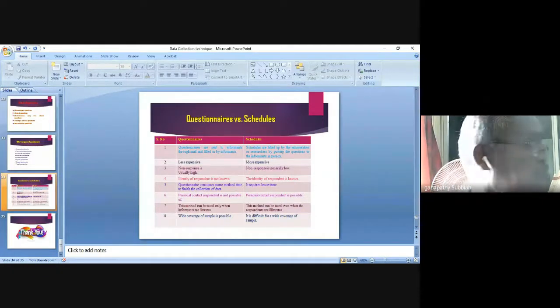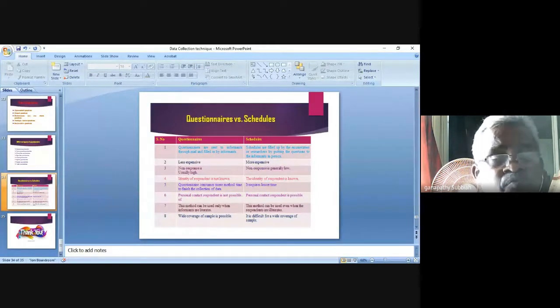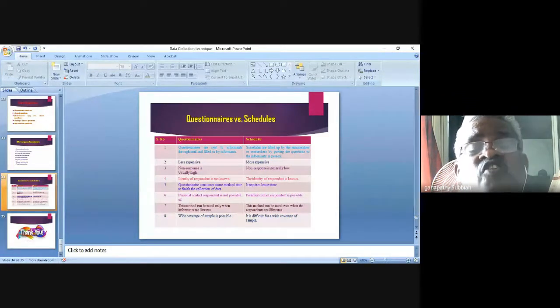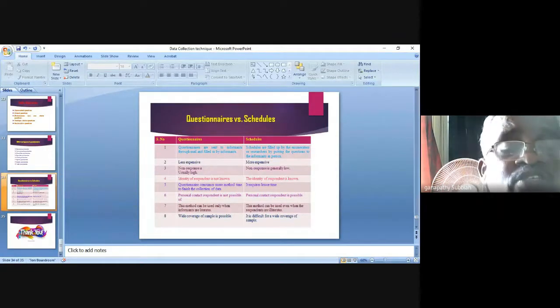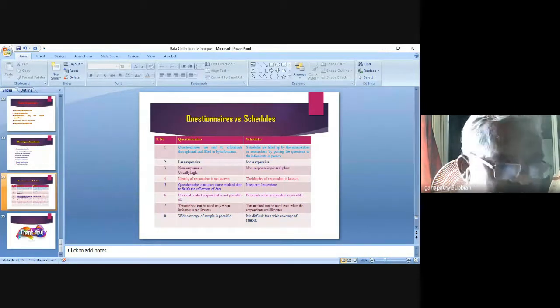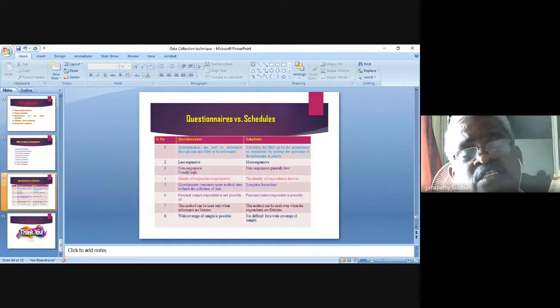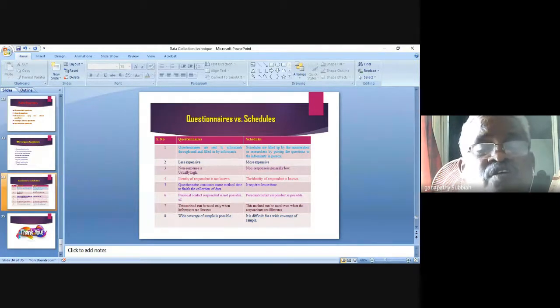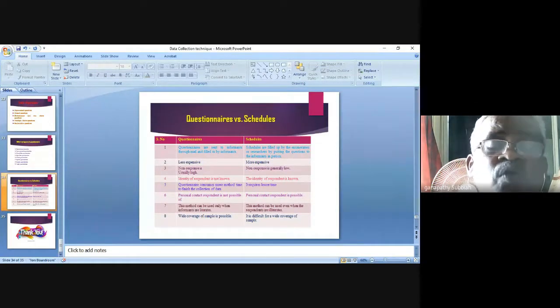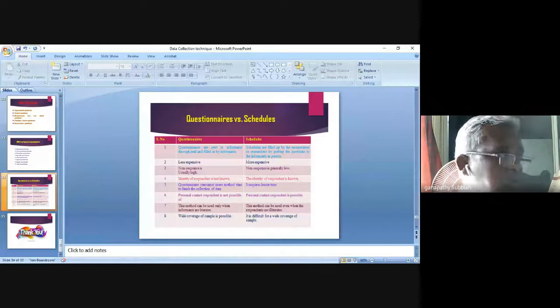The third difference: non-response is usually high in the questionnaire method of data collection, because the respondent fills in the questions themselves. Some of the questions are not understood, and no explanation is possible from the researcher. The questions are structured in nature and must be understood to give the correct answer. So in the questionnaire method, non-response is usually high compared to the schedule.